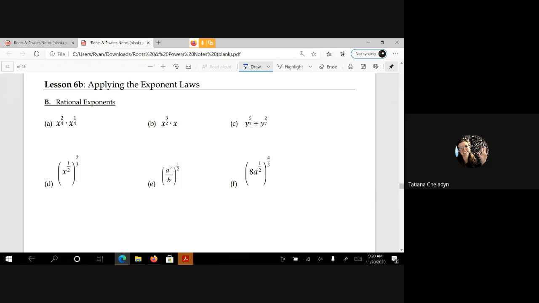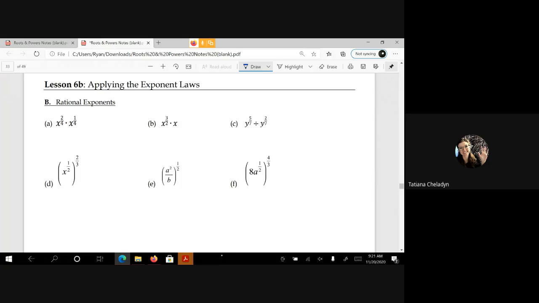And we're going to continue on with lesson B, 6B, which is applying the exponent laws, which is actually just more practice. However, we're going to use rational exponents. So we have the fractions and the exponents here. So same thing, I'm going to do a few, and then you will continue and do the rest and bring your questions to class. So A equals x to the 2/4 times x to the 1/4.